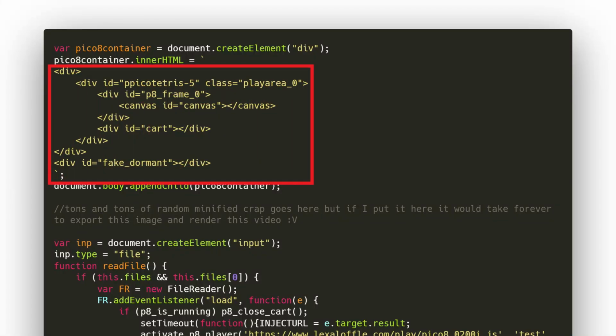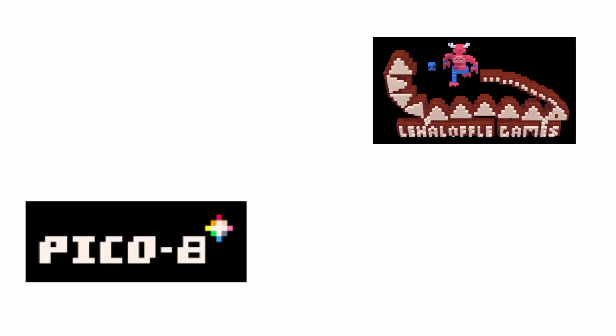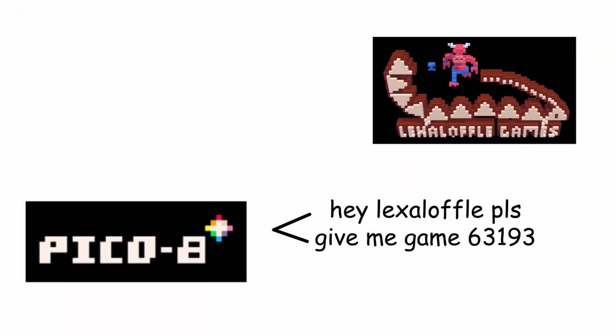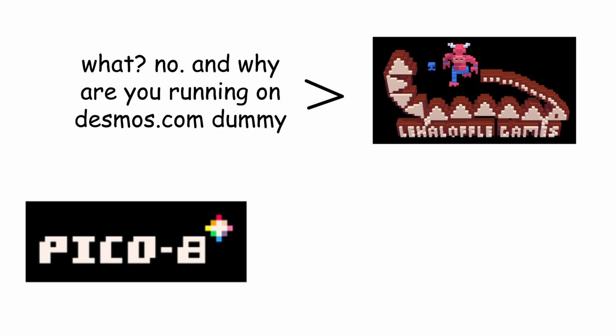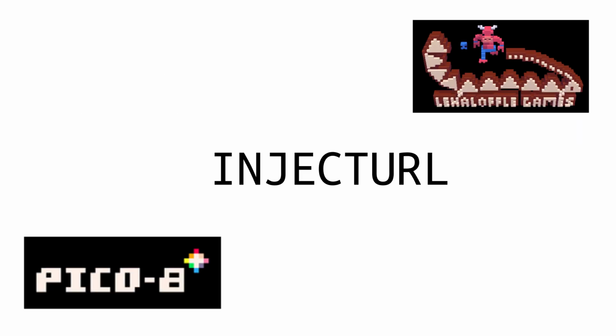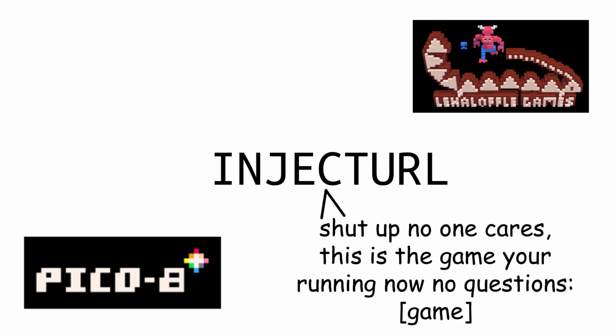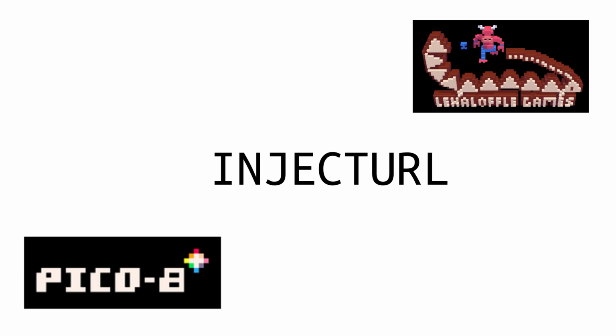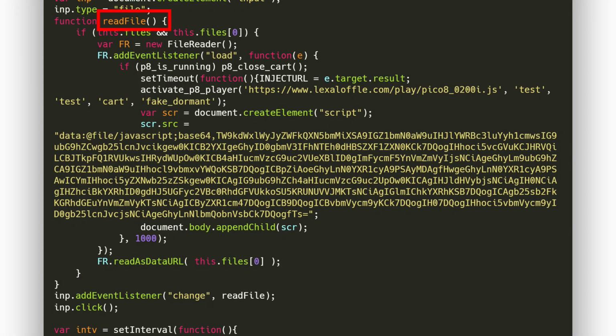It requires a few specific HTML elements which I put into a div called Pico-8 container. The main problem was that when trying to request a game, it kept making XHR requests to Luxalawful. But if I created a global variable, say injectURL, and shoved that into the part of the module where it tried to make the XHR request, it would work fine. That's what the function readFile does.